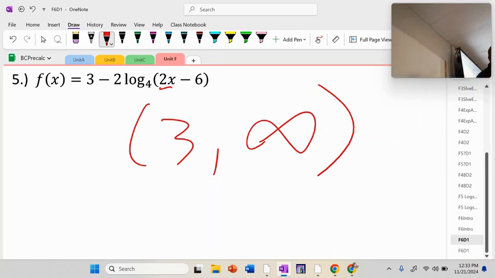Right? That negative does flip it over the x-axis, though, not the y. So it just asks for the domain. So not too far off.